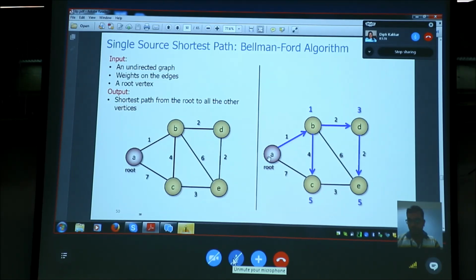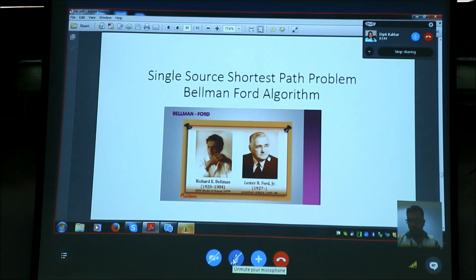So now for this problem, we know that there are different algorithms possible. One is Dijkstra's algorithm. So we are going to see another algorithm, a classical algorithm called the Bellman-Ford algorithm. So you can see the pictures of Bellman and Ford here.